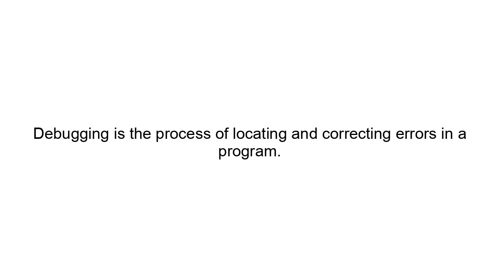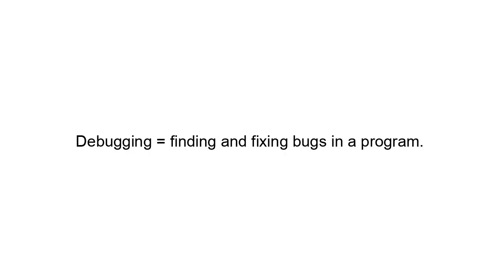What is debugging? Debugging is the process of locating and correcting errors in a program. In simple words, debugging equals finding and fixing bugs in a program. A bug is simply a mistake in the code that causes the program to behave incorrectly.